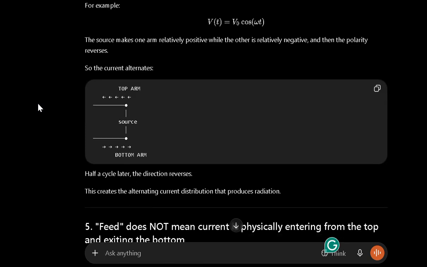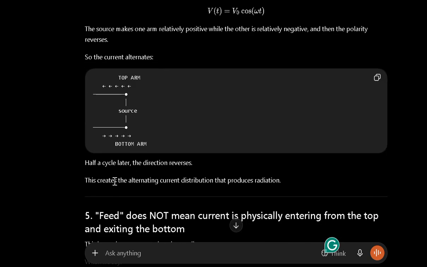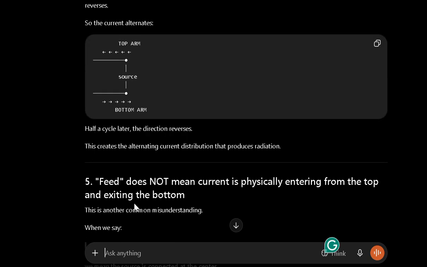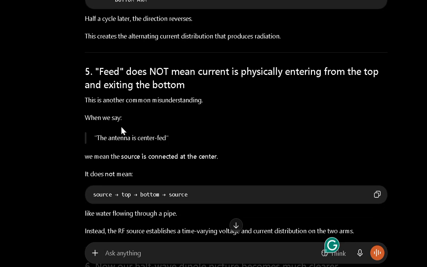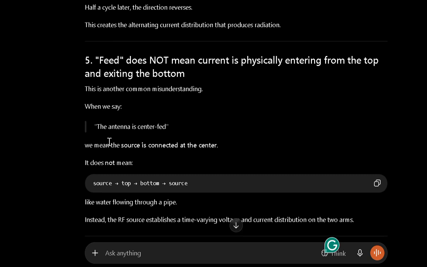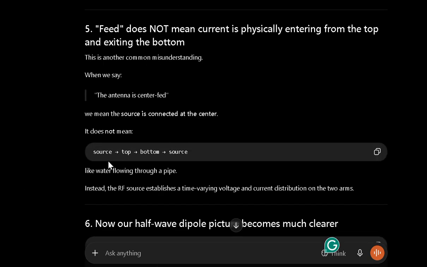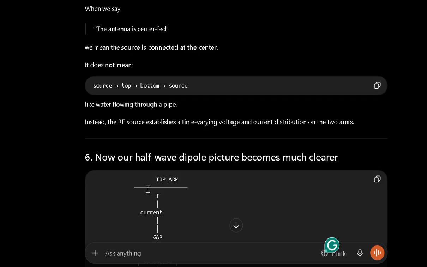Half a cycle later the direction reverses. This creates the alternating current distribution that produces radiation. It does not mean current is simply entering from the top and exiting at the bottom. When you see the antenna is fed at the center, it means the source is connected at the center. It does not mean current flows like water through a pipe. The RF source establishes a time varying voltage and current distribution on the arms. Now our half-wave dipole picture becomes much cleaner.